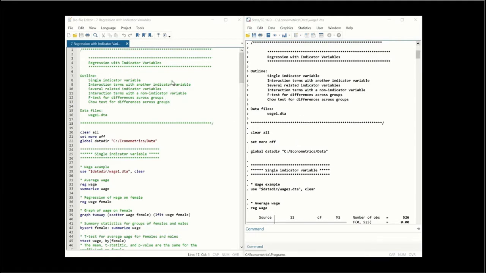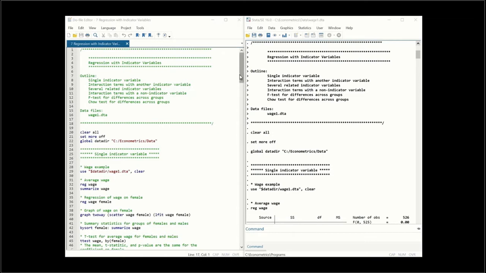So in this presentation, we will talk about single indicator variables, then interaction terms with another indicator variable, several related indicator variables, interaction terms with a non-indicator variable, and F-test and Chow test for differences across groups. So go ahead and download the wage1.dta data file and put it in the directory where you can read it and execute the program.